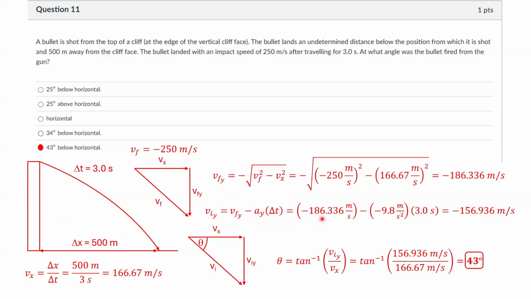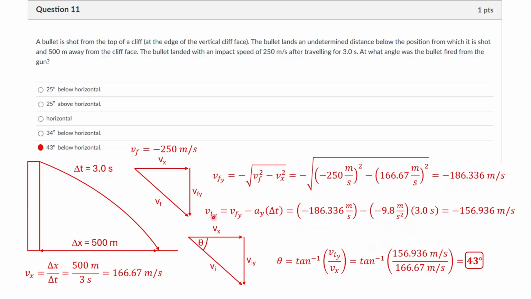Now I just put in what I know. I know that the final vertical component of velocity was negative 186.336 meters per second. From that, I will subtract negative 9.8 meters per second squared, since my constant acceleration is negative g, which I multiply by the 3 seconds of total time in free fall. From that, I get that the bullet would have been fired at a slightly smaller speed of 156.936 meters per second downward. And that speed increased due to downward acceleration throughout its journey to the final downward velocity of 186.336 meters per second.